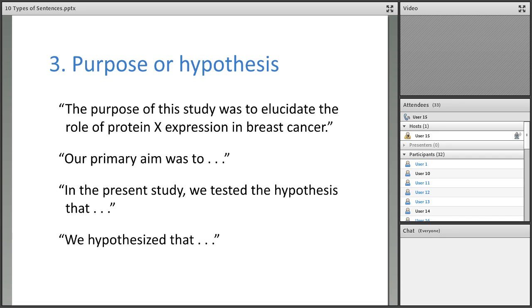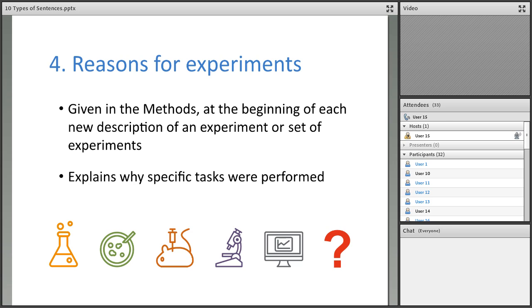It should be indicated with phrases like, the purpose of this study was to do, or in the present study we tested the hypothesis, or whatever it is. But there should be some kind of marker there, again, kind of a red flag that cues readers into the idea that this is what you set out to do. So that sentence is needed in the introduction.